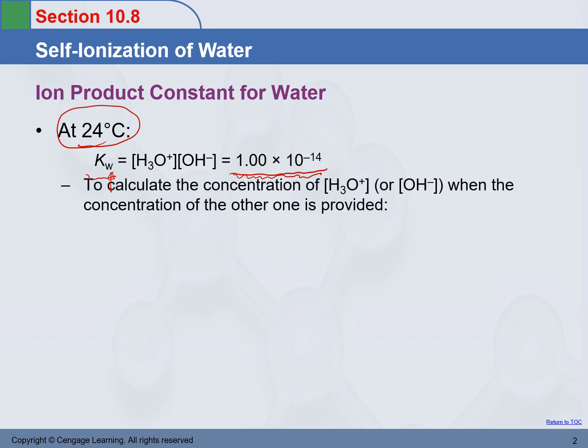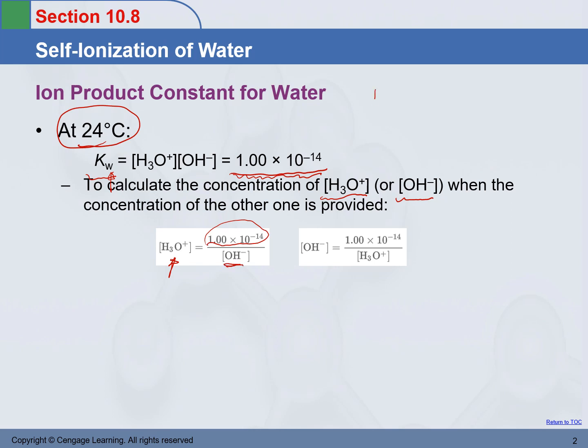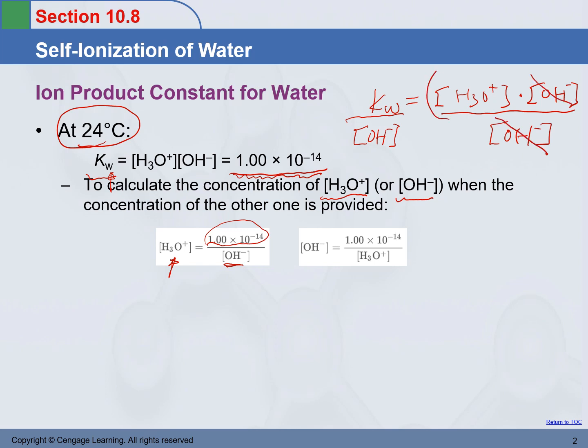Now, if a solution is given and one of the hydronium ion or hydroxide ion concentrations is given, then this is how you calculate the concentration of the other one. Hydronium ion concentration is going to equal Kw divided by the hydroxide ion concentration. So Kw equals hydronium ion concentration times the hydroxide ion concentration. On both sides, we can divide by hydroxide ion concentration so that this will be cancelled. So hydronium ion concentration equals Kw, which is 1 times 10 to the power of negative 14, divided by the hydroxide ion concentration. Here we go. Are you guys following me?